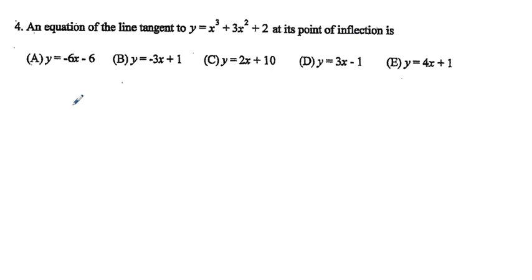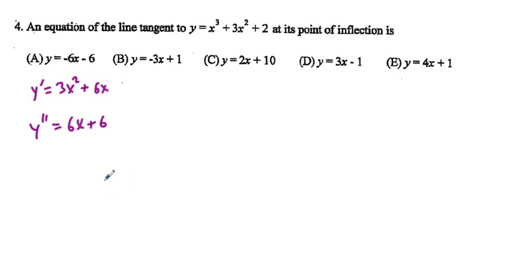So to find the point of inflection, we need to first find y prime, and y prime is going to be 3x squared plus 6x, and that's going to be y prime. Y double prime is the second derivative, which is going to be 6x plus 6.